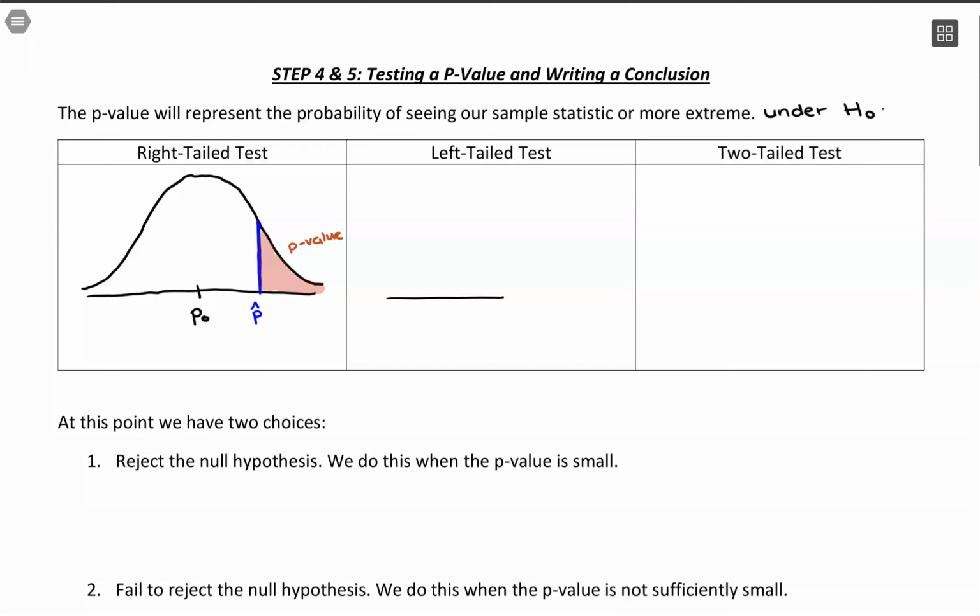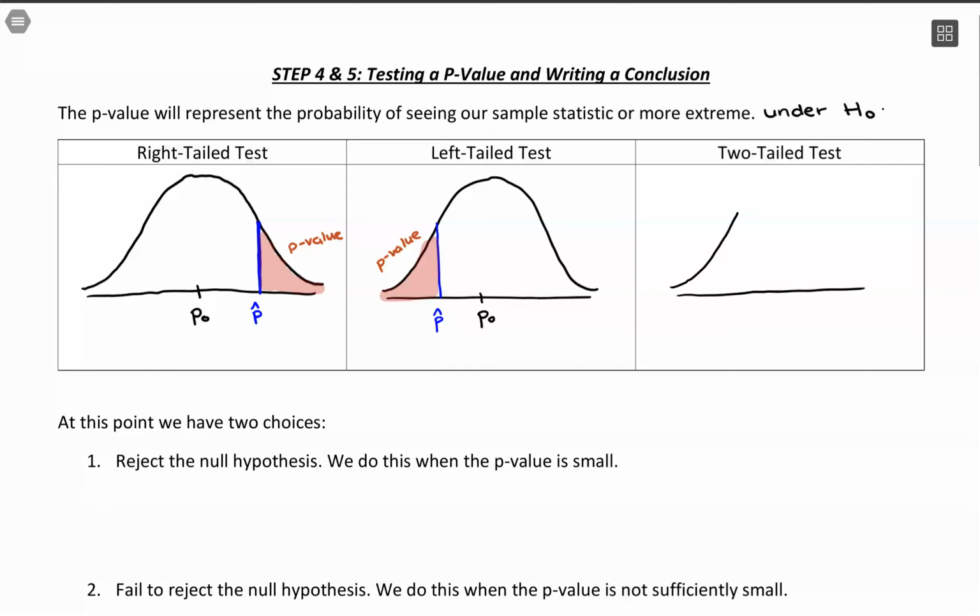For the left-tailed test, it'll be the same idea, built around that proportion from the null hypothesis. We'll have some sample statistic landing on the left-hand side. And with this, we'll take the area to the left, and that area under the curve will be our p-value. So again, we want to see if that probability is low, small or not small.